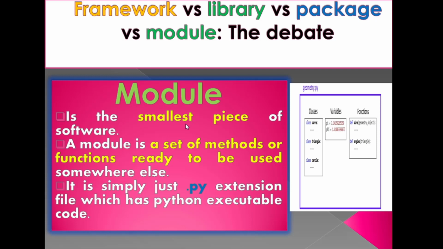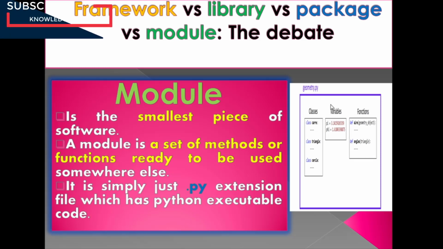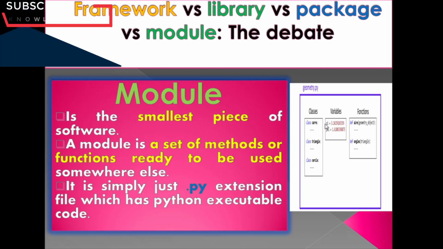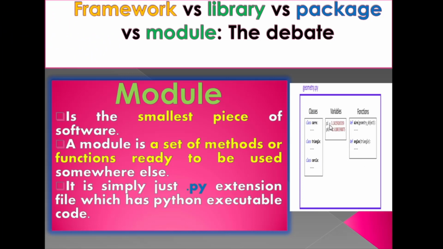A module is the smallest piece of software. Simply just a .py extension file which has Python code. A module is a set of methods or functions ready to be used somewhere else. For example, here is an example of a Python module with many functions, classes, and variables. And here this is a Python file with the extension .py. So a module is the smallest piece of software.